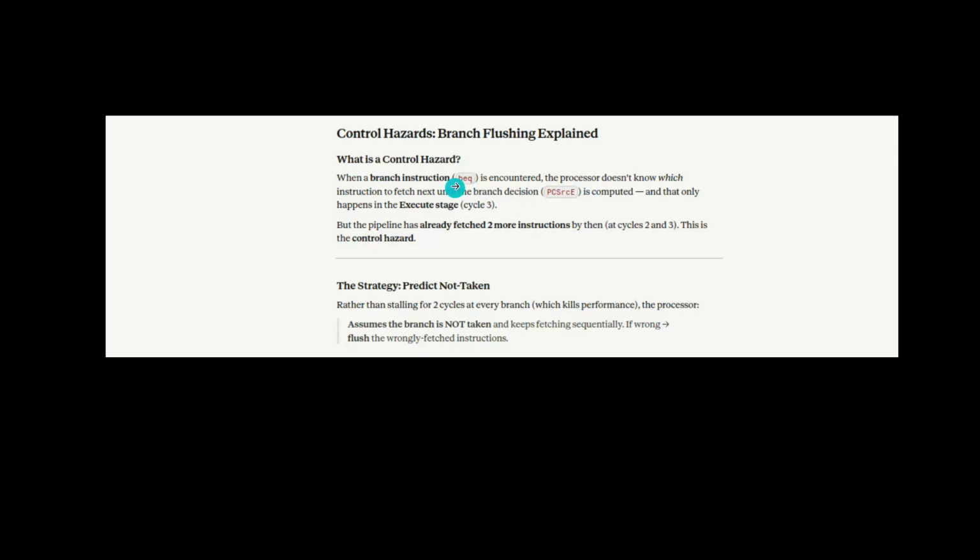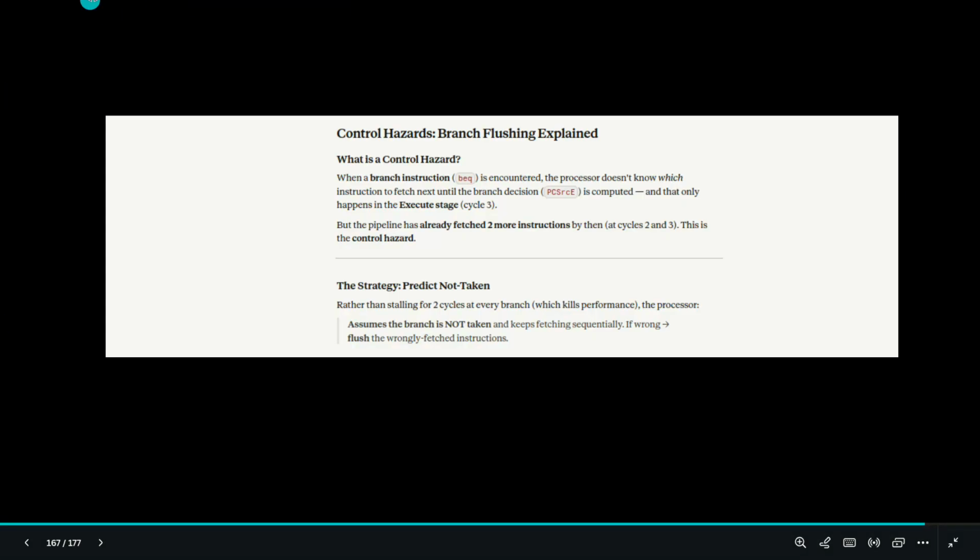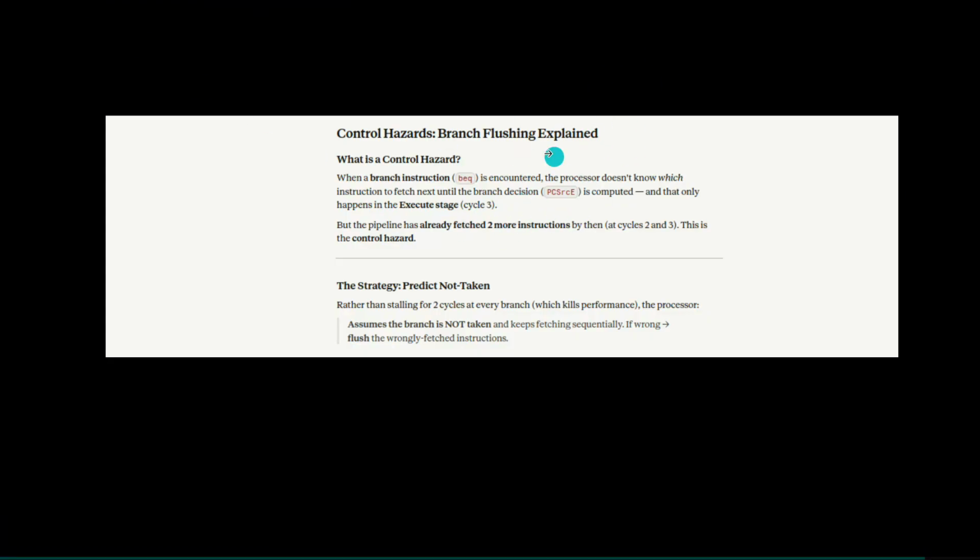When a branch instruction, like branch equal, is encountered, the processor does not know which instruction to fetch next until the branch decision, that is PCSrc, is completed. So from the PCSrc only we will be able to know whether we have to go to PC plus 4 or to the PC target. This is what we learned in our previous single cycle branch instruction.